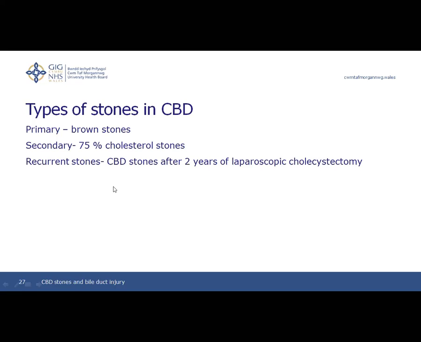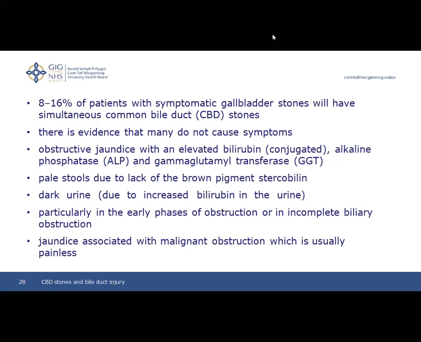So, what is meant by recurrent stones in the common bile duct? Usually, after laparoscopic cholecystectomy, there is a chance of formation of stones in the common bile duct. If it is after 2 years of laparoscopic cholecystectomy, it is called recurrent stones or recurrent common bile duct stones. So these are a few things which are very important.